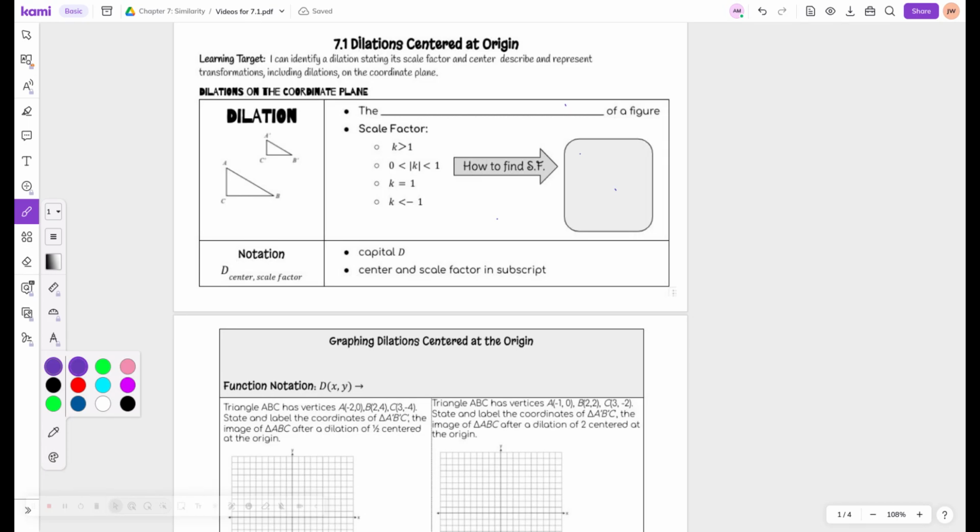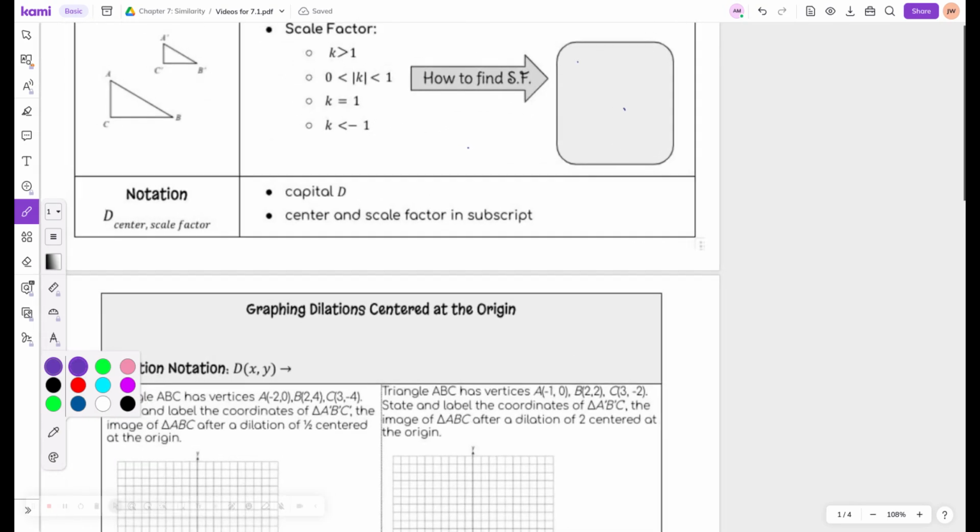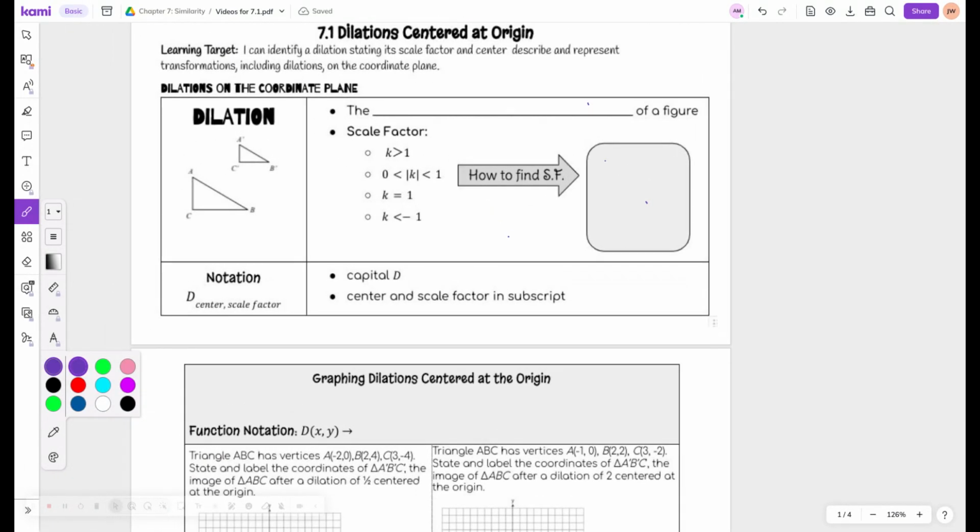Dilations create figures that will be similar because they'll either be reduced or enlarged from your original figure. If we remember correctly, when we have two figures, the one with the primes is your image, and the one without the primes is your pre-image. So here, this is my image, and this is my pre-image. Notice that the pre-image is larger than the image, so this has had a scale factor of a reduction.